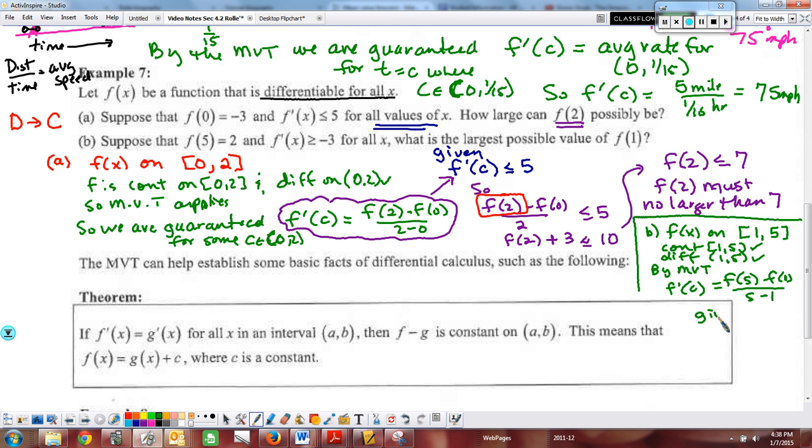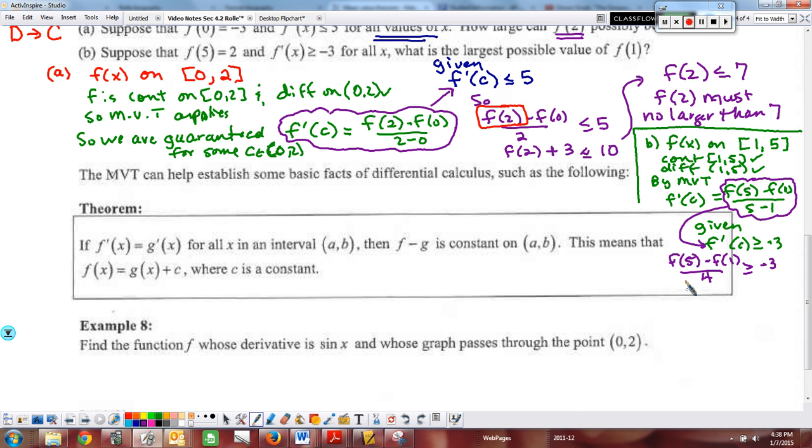All right, we were given f prime of x for all x values. So that means f prime of c has to be greater than or equal to -3. So again, I'm just going to substitute this value for f prime of c right here into my inequality. So f of 5 minus f of 1 all over 4 has to be greater than or equal to -3, and then we simply solve.